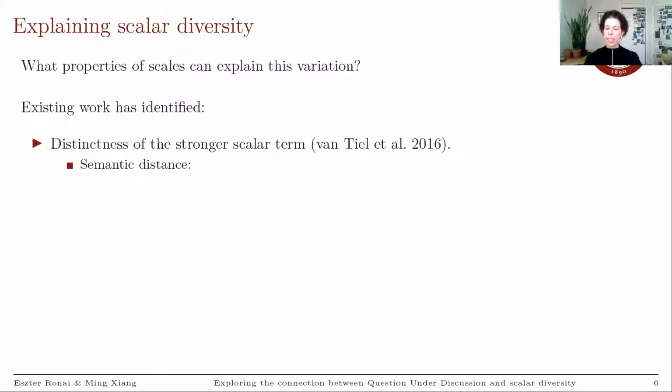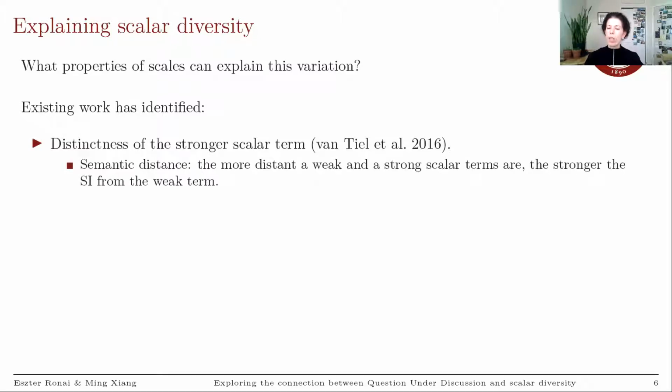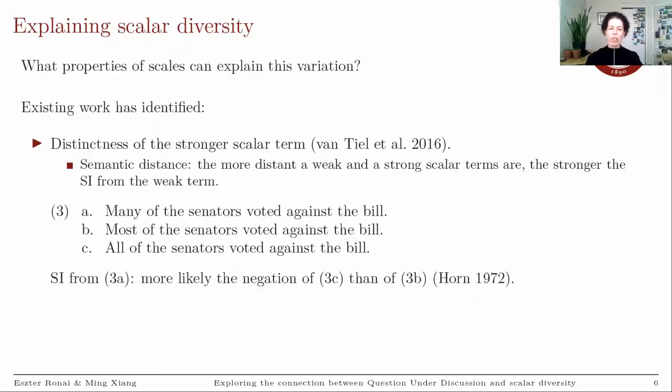first of all, semantic distance. The finding is that the more distant the weak and the strong scalar terms are, the stronger the SI is from the weaker term. To give you a sense of how this intuitively follows, in 3, we have three members of the same scale, many, most, and all. And the observation is that from 3A, many of the senators voted against the bill.